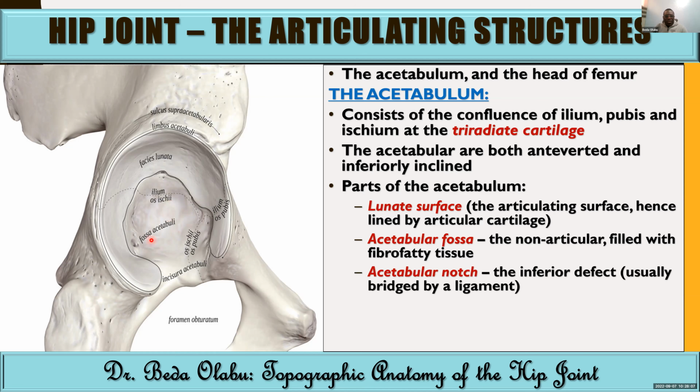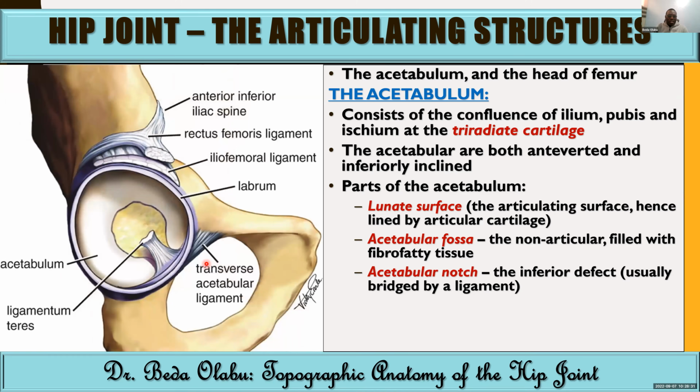Inferior to the fossa is this defect of the lunate surface. This defect here is what we call the acetabular notch. So it's an inferior defect of the acetabulum. This defect is usually bridged by a ligament, and the ligament that bridges it is called the transverse acetabular ligament. So the transverse acetabular ligament bridges the acetabular notch, making the acetabulum appear like a complete curve.